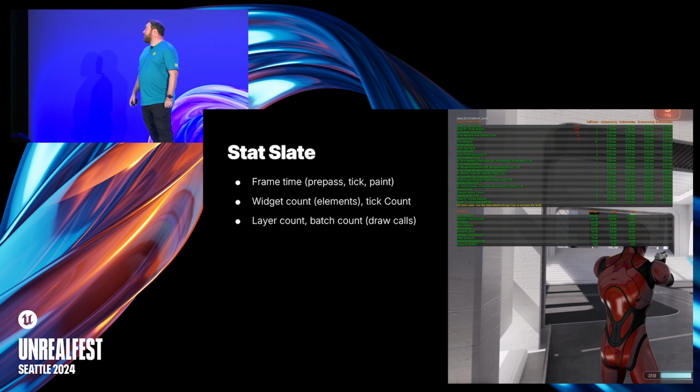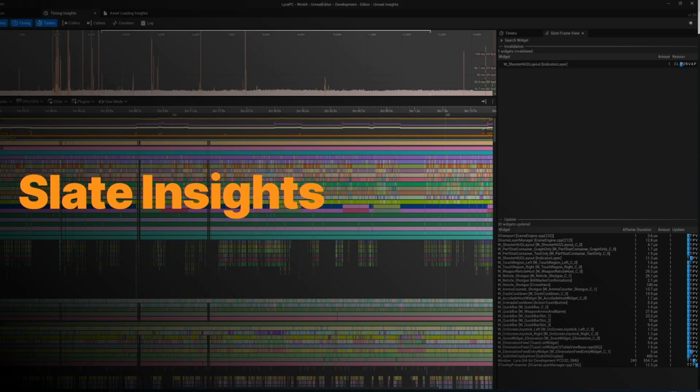More importantly, you can get your widget count, how many widgets you have on screen, which is the element count here, and how many of those widgets are ticking. And then you can get your layer count and batch count, which are going to roughly translate to your draw calls caused by your UI. So you can see if that's in the tens, the hundreds, the thousands, and get an idea of where there might be some issues.